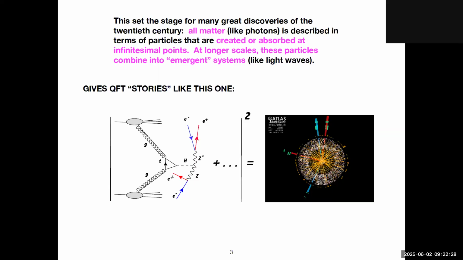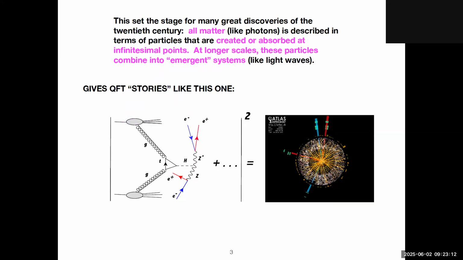Okay, it's this idea of infinitesimal points that's characteristic of local quantum field theory. And locality, the concept of locality, is really this concept that things happen at points. It's a crazy idea. You think, well, a bunch of points have to sort of agree together to do it. But we take it to the limiting case. At longer scales, these particles can combine into what we call emergent systems like light waves. So it gives quantum field theory stories, and that's a term I like, and we'll come back to it again.